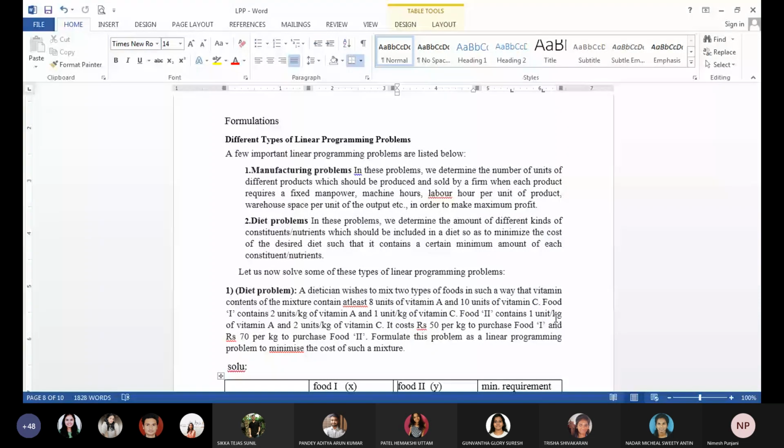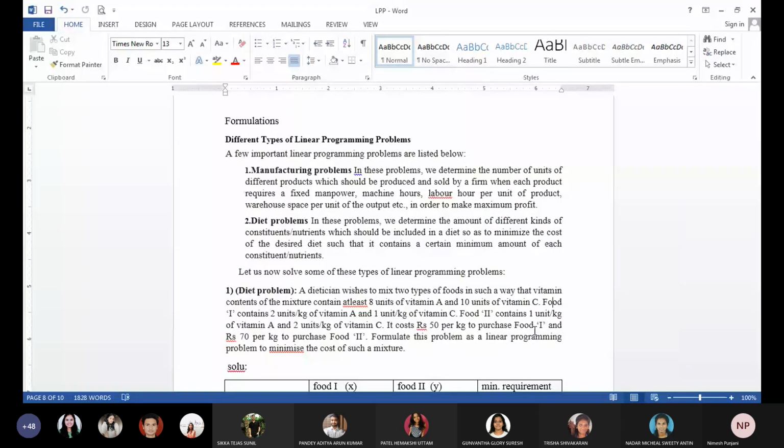Like see, in this example, what does the question say? A dietitian wishes to mix two types of foods in such a way that the vitamin content of the mixture contains at least 8 units of vitamin A and 10 units of vitamin C. So what is this first sentence telling us? There are two types of vitamins which are involved in this mixture of the food. Okay, two types of vitamins. At least means the minimum quantity is given, right. We had learned now what is the meaning of at least and what is the meaning of at most. At most means maximum, at least means minimum. So this basic information is given in the first sentence.